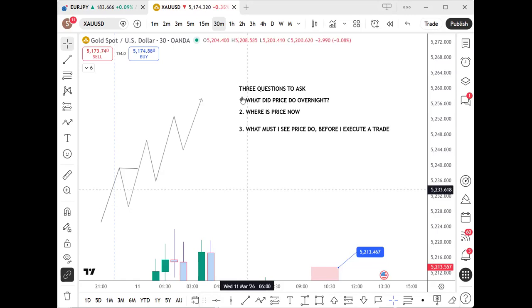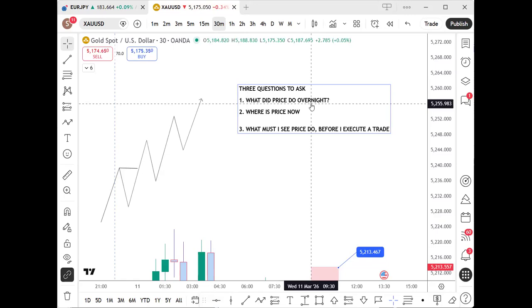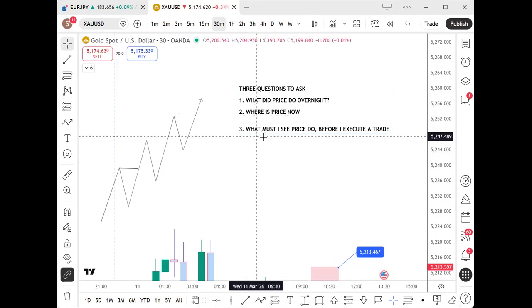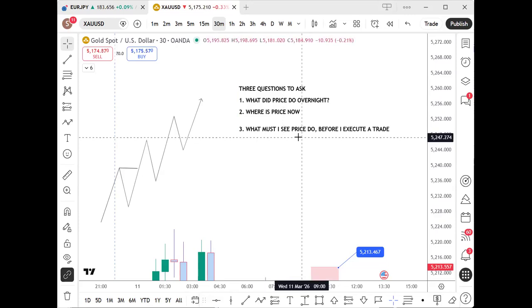Okay. So the first question is, what did price do overnight? In other words, what did price do before you got to your charts? The next question, where is price now? And then the third very important question is, what must I see price do before I execute a trade? So you must know what you're expecting. So from your process, for instance, we use break of structures, market structure shifts, and rejection candles, right? We use a combination of those. So from your process, what must you see price do before you execute a trade?